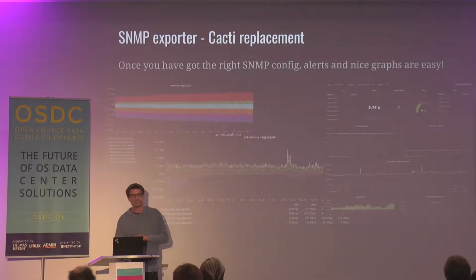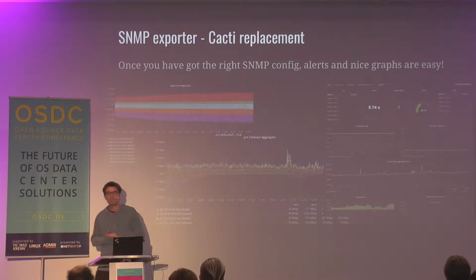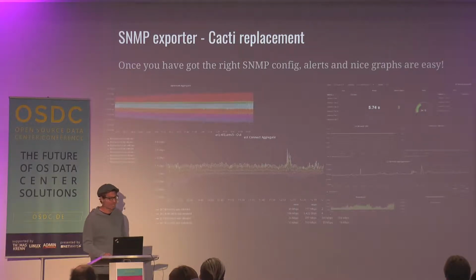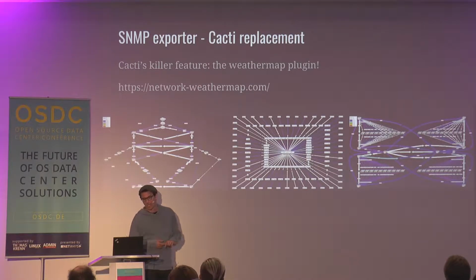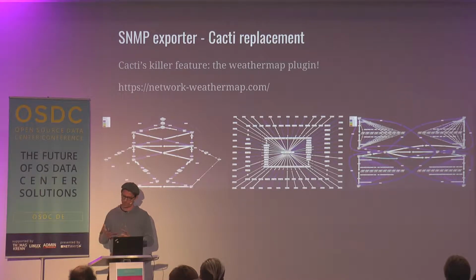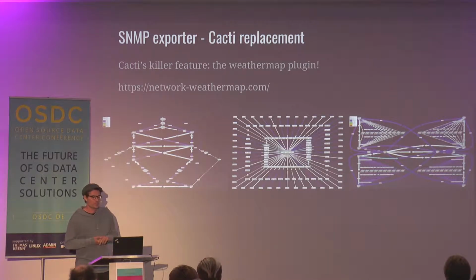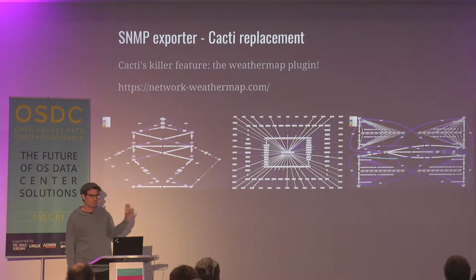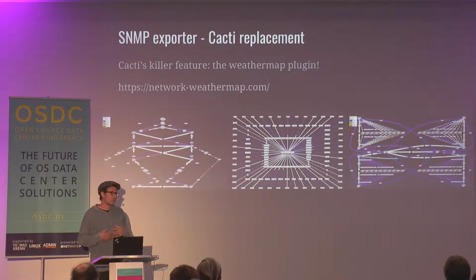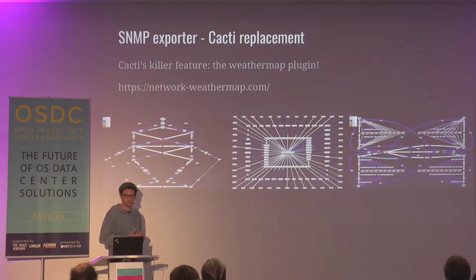It's very easy to create nice dashboards with Grafana, just some example. I would say it's even more powerful than the graphs you get from Cacti. But, there's a big but. For us, Cacti's killer feature was certainly the weather map. And the weather map is actually a standalone open source project that just acts as a plugin to Cacti. However, it has very powerful and very dense visualizations of your network. So naturally, we wanted to have something to replace this.